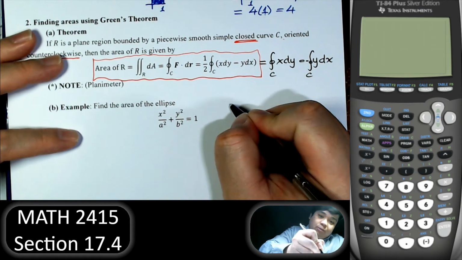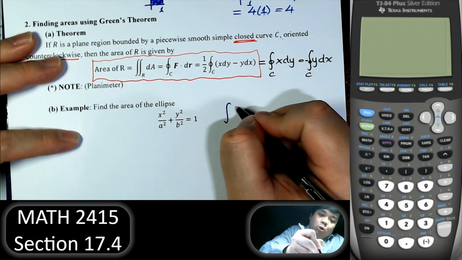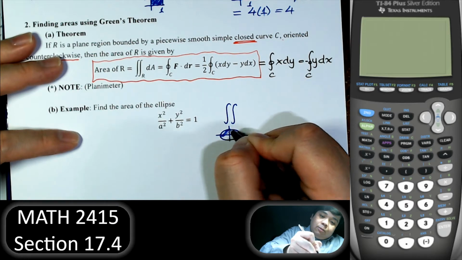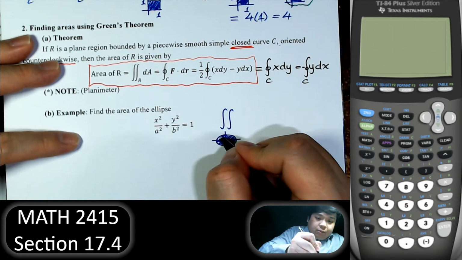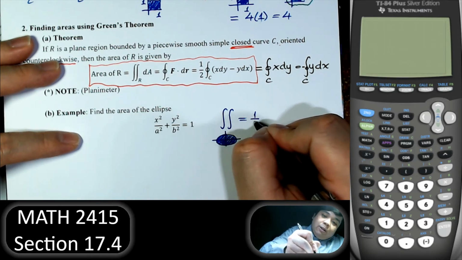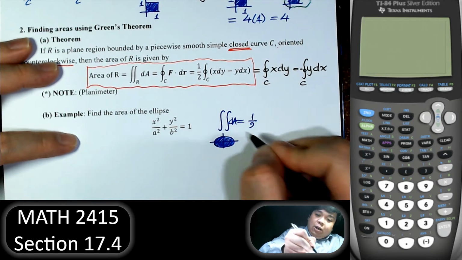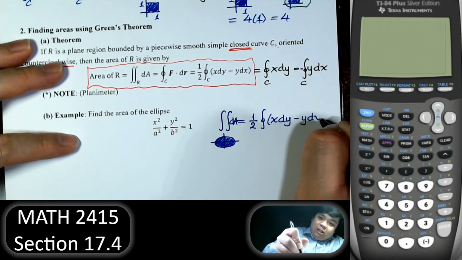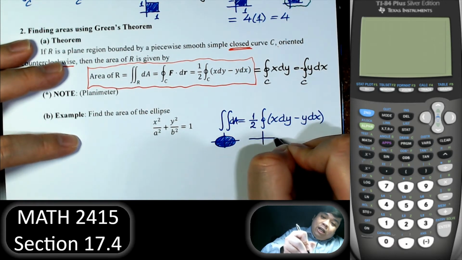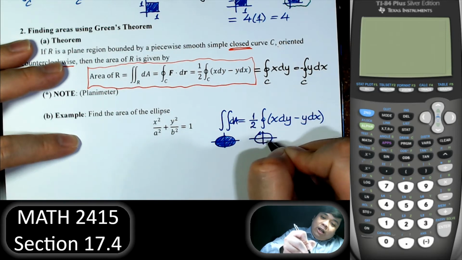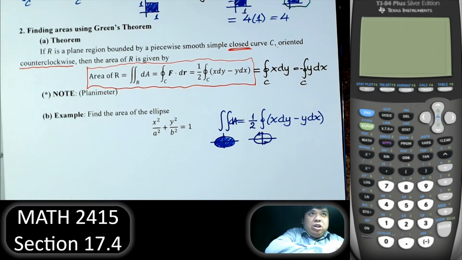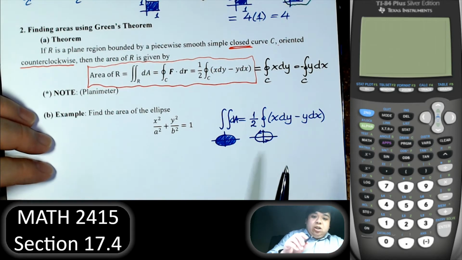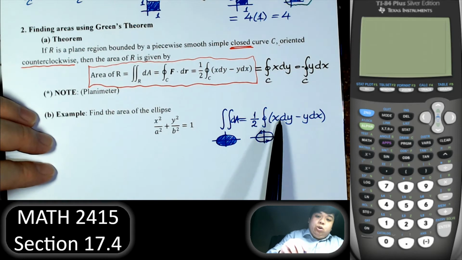In order to find the area of the ellipse, I will write Green's theorem as follows. If we want the area of an ellipse, it is equal to the double integral of dA, equal to 1/2 the line integral of x dy minus y dx, on the boundary oriented counterclockwise. So that's essentially what Green's theorem is about. We can do the double integral for the interior, or the line integral on the boundary. In this case, we will use the right hand side to evaluate the area.